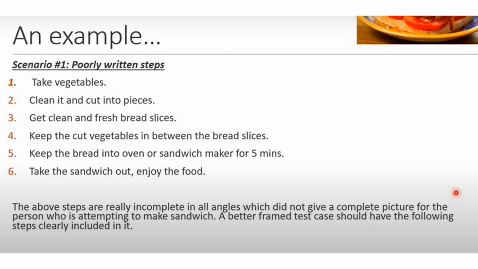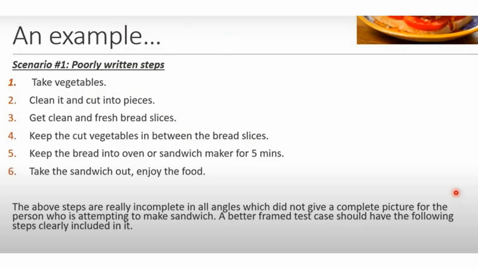How do you make a vegetable sandwich? Now the first step, what I say is take vegetables. I then say clean it and cut it into pieces. Get clean and fresh bread slices. And then keep the cut vegetables in between the bread slices. Keep the bread in the microwave oven or sandwich maker for 5 minutes. Take the sandwich out, enjoy it, and enjoy the food.